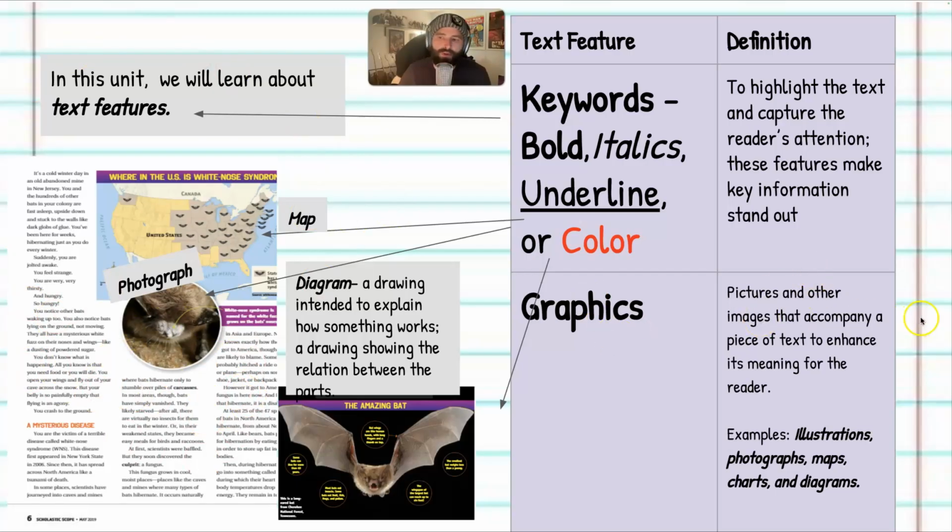Graphics are pictures and other images that accompany a piece of text to enhance its meaning for the reader. Examples are illustrations, photographs, maps, charts, and diagrams. I think we have all of those here. We have a map, we have a photograph, we don't have an illustration, and we have a diagram. A diagram is a drawing intended to explain how something works, a drawing showing the relationship between the parts of the bat. So here we have all the different parts of the bat.